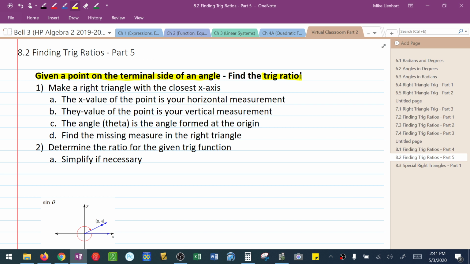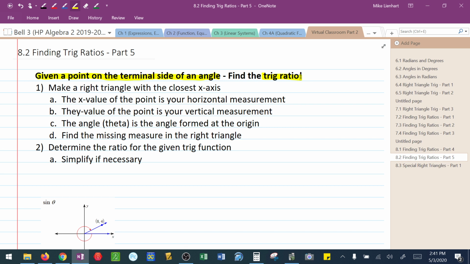We'll look at a few examples here. You are creating a right triangle so that the trig ratio relationship can be applied. The x value is going to be your horizontal measurement. The y value is going to be your vertical measurement. The angle is going to be formed at the origin, and you'll see what I mean there.